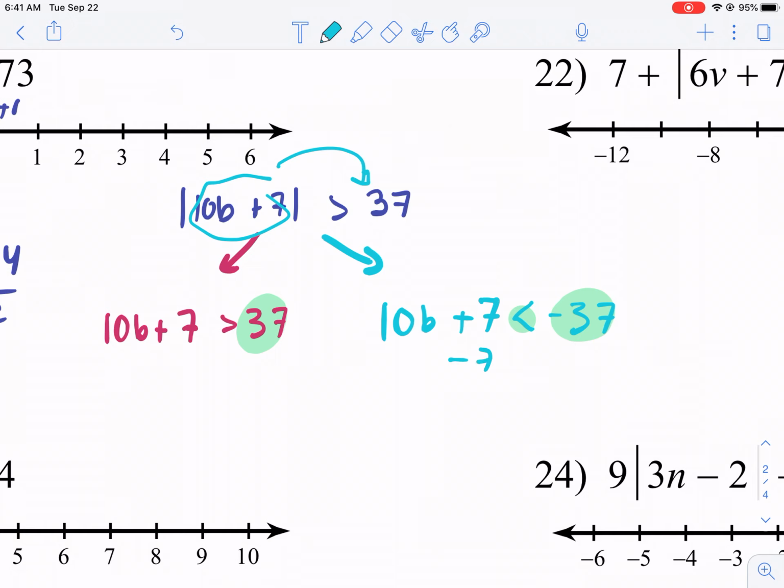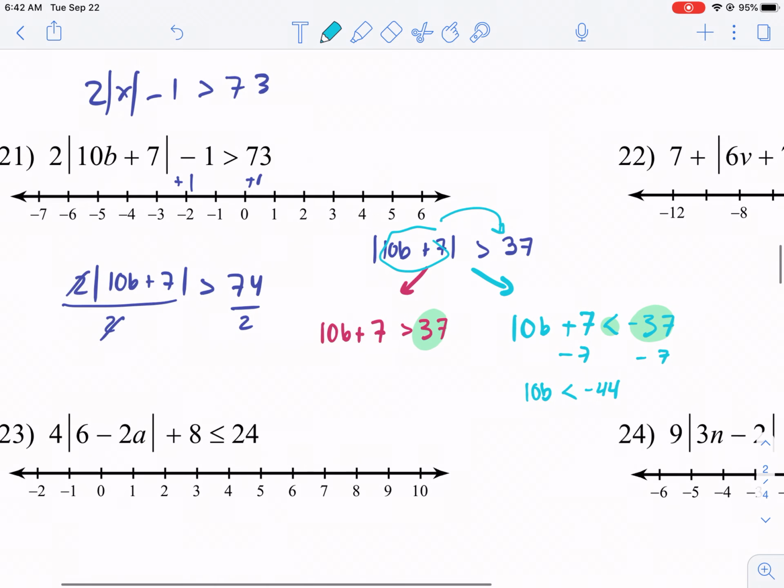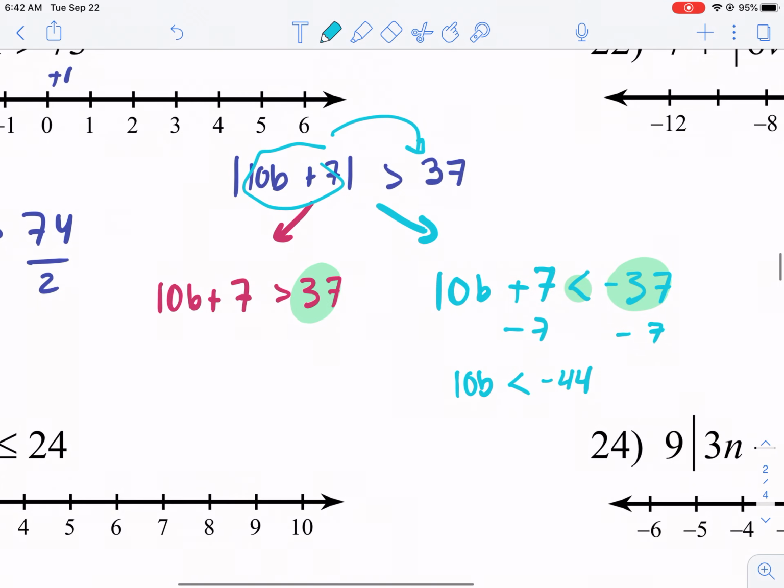We're going to subtract 7 from both sides first. We get 10b is less than, and we get what, negative 44? Talk about gross. Okay, so we divide by 10, we get b is less than negative 44 over 10. Can I put this in decimal form? Hopefully you guys know that you divide by 10, you just move the decimal over. So this is negative 4.4. This should help you, okay.